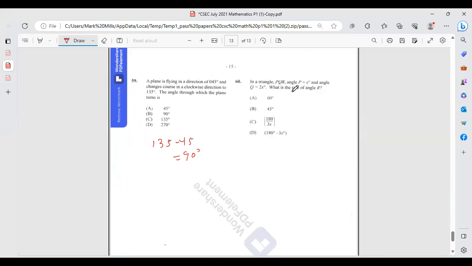D, right? So what you do here, if you want, we can try and draw something like this. Let's say this side is X, this side is 2X, and I want to find what is Y. So Y will be equal to 180 minus open bracket X plus 2X, remember? So you end up getting 180 minus 3X. That's my answer.